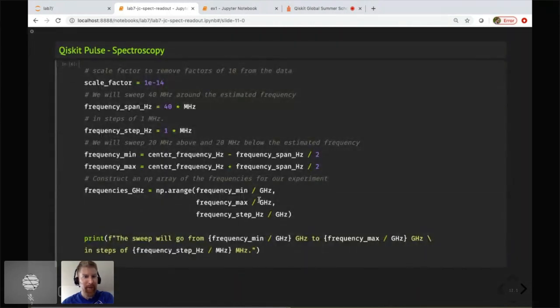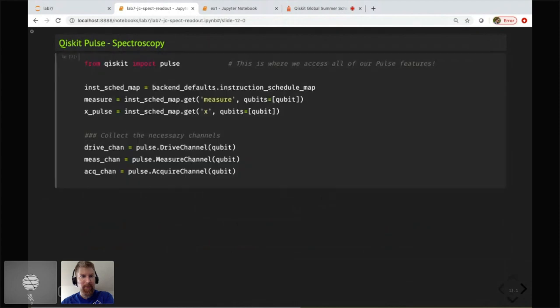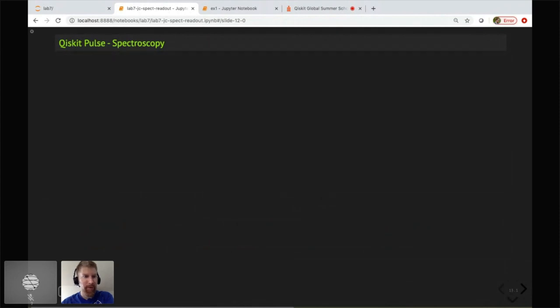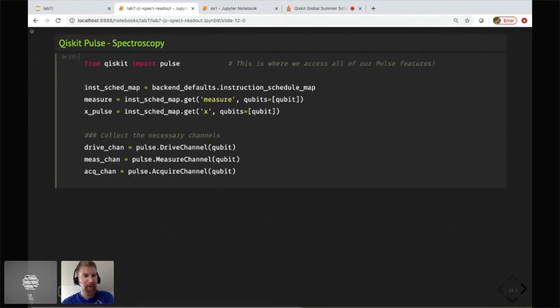And then I'm going to set up the frequency sweep. So we're going to look at the center frequency that we already asked. We asked Armonk what its center frequency was, and we're just going to sweep around it by plus or minus 20 megahertz. Let's see, to make sure I run everything. Okay. So we're going to import pulse from Qiskit.